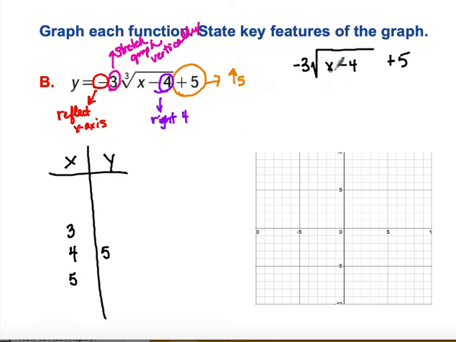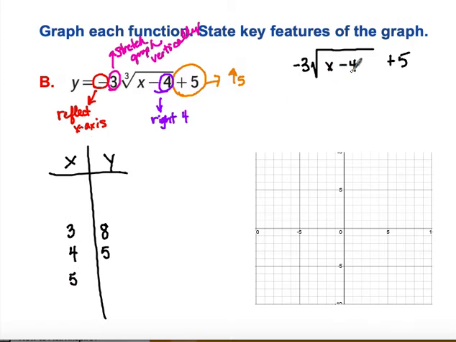So if I plug a 3, that gives me a negative 1 times negative 3 gives me a positive 9. Plus 5 is going to give me, let me do my math here again, negative 1 times negative 3 is going to be a positive 3 plus 5 is going to give me 8. All right, I'm going to go to 5.